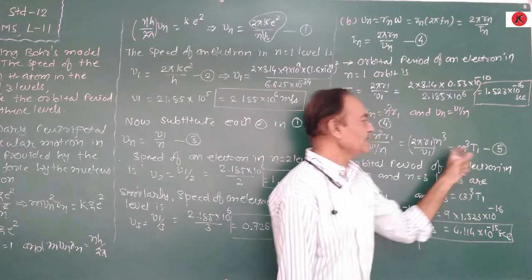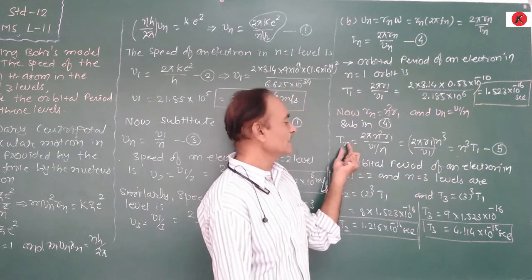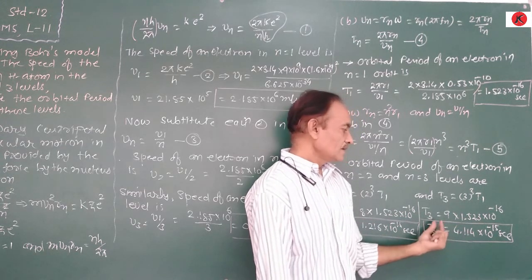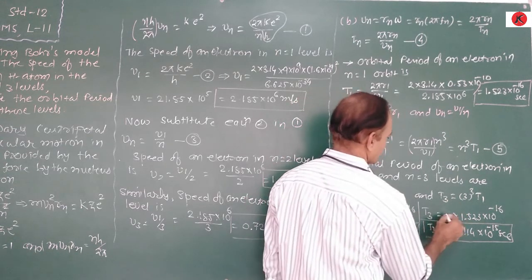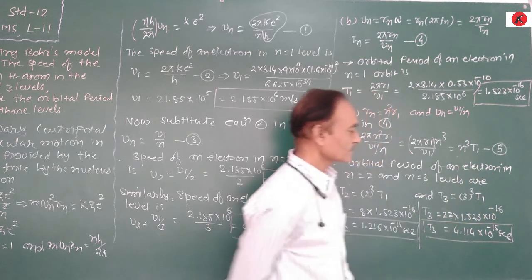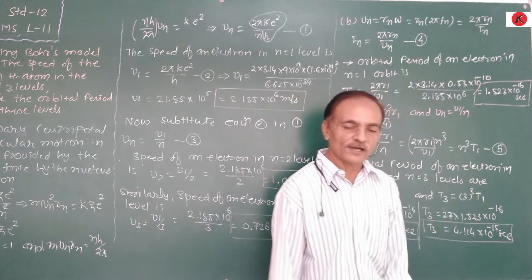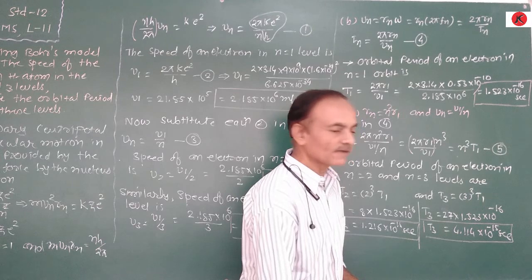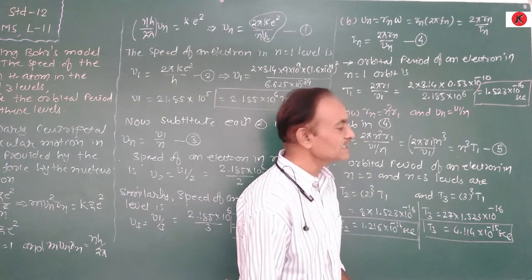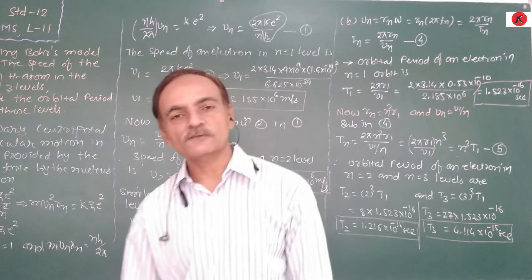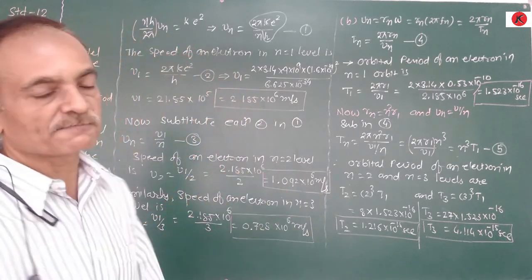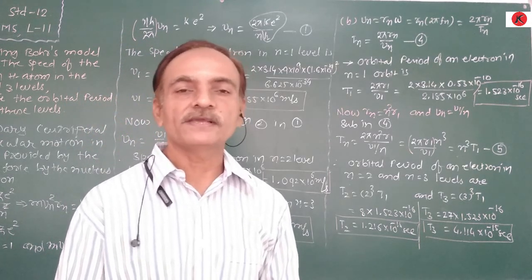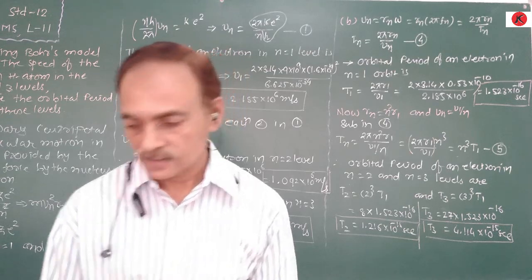Now, in equation 5, substitute n is equal to 3. Therefore, T3 is equal to 3 cube into T1. 3 cube is 27, sorry, not square, 27. 27 into T1, 1.523 into 10 to the minus 16. That means 4.114 into 10 to the minus 15 second. Clear? So thus we obtain the radius, the speed of an electron in n is equal to 1 to 3 orbit, and also the orbital period of an electron in this level.